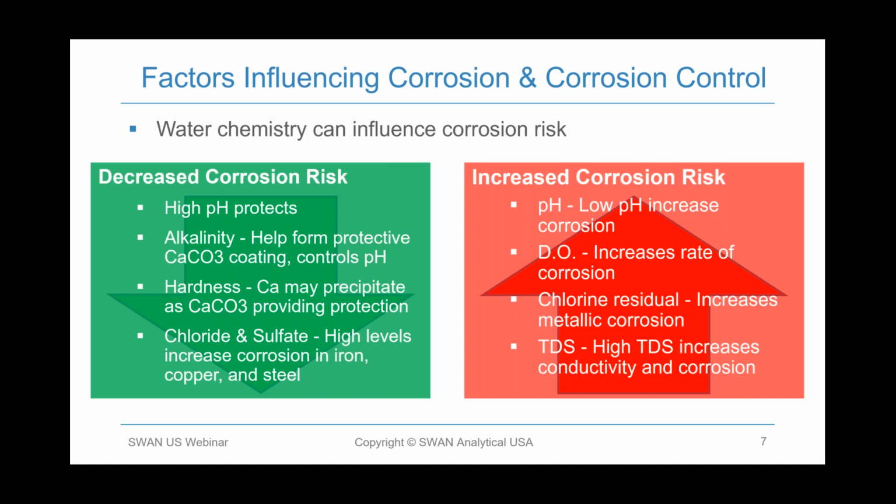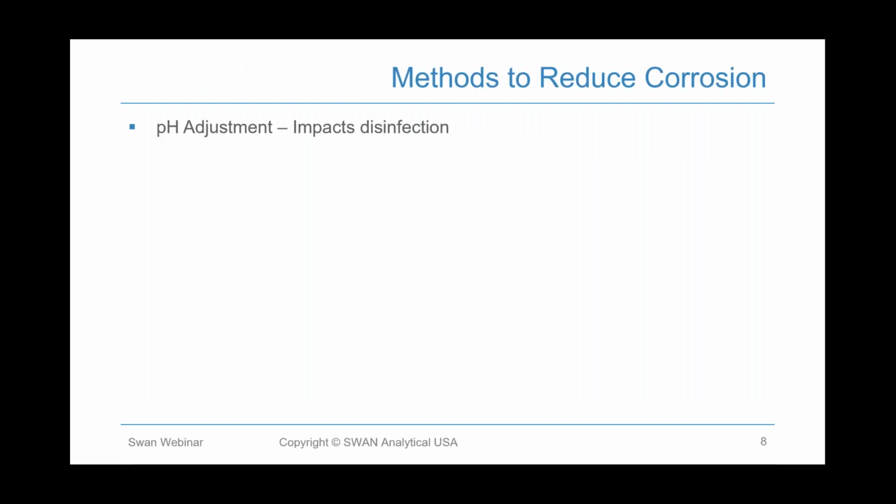We'll talk a little bit more about that later. Chlorine residual and then high total dissolved solids can increase our risk for those things as well. So here are some of the methods. So that's our problem. We've got water and we've got metal pipes, and so we have the possibility for corrosion. So we've got to do something. So here's some of the methods that we can use.